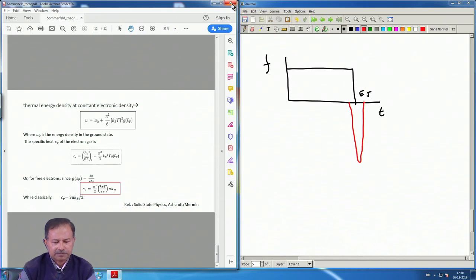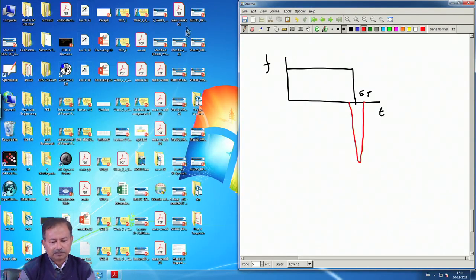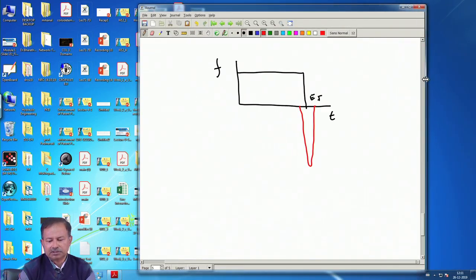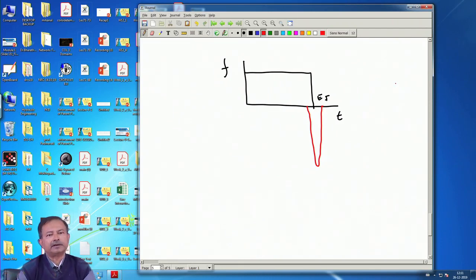Okay. So, let us now go over to a topic which is fairly important for what we are going to do from now on. And that topic is the topic of bonding in solids and eventually the formation of a band.